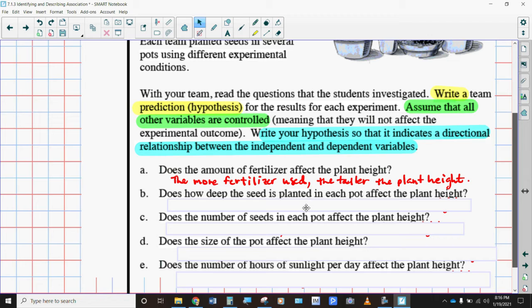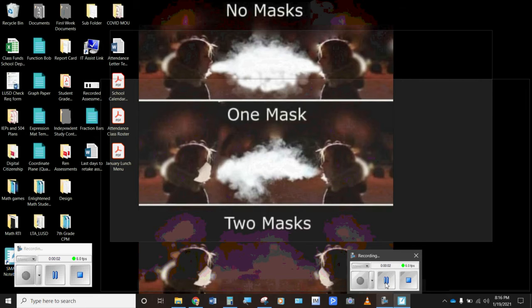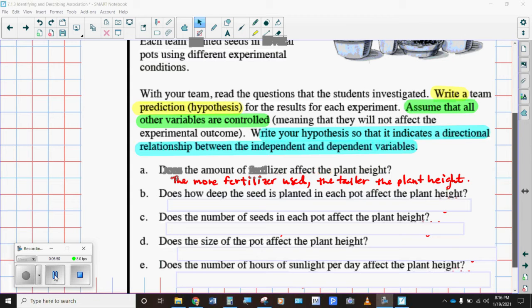So we are going to plant it, then monitor it over 3 weeks, and at the end of the 3-week period, we would measure it. So do you think the depth of the seed will affect the plant's height? Do you think that the number of seeds in the pot will affect the plant's height? Do you think the size of the pot will affect the plant height? And do you think that the number of hours that this is sitting in sunlight will affect the plant's height? Go ahead and jot down what you think would be your hypothesis or your prediction, and I will show you what my predictions were after I unpause.